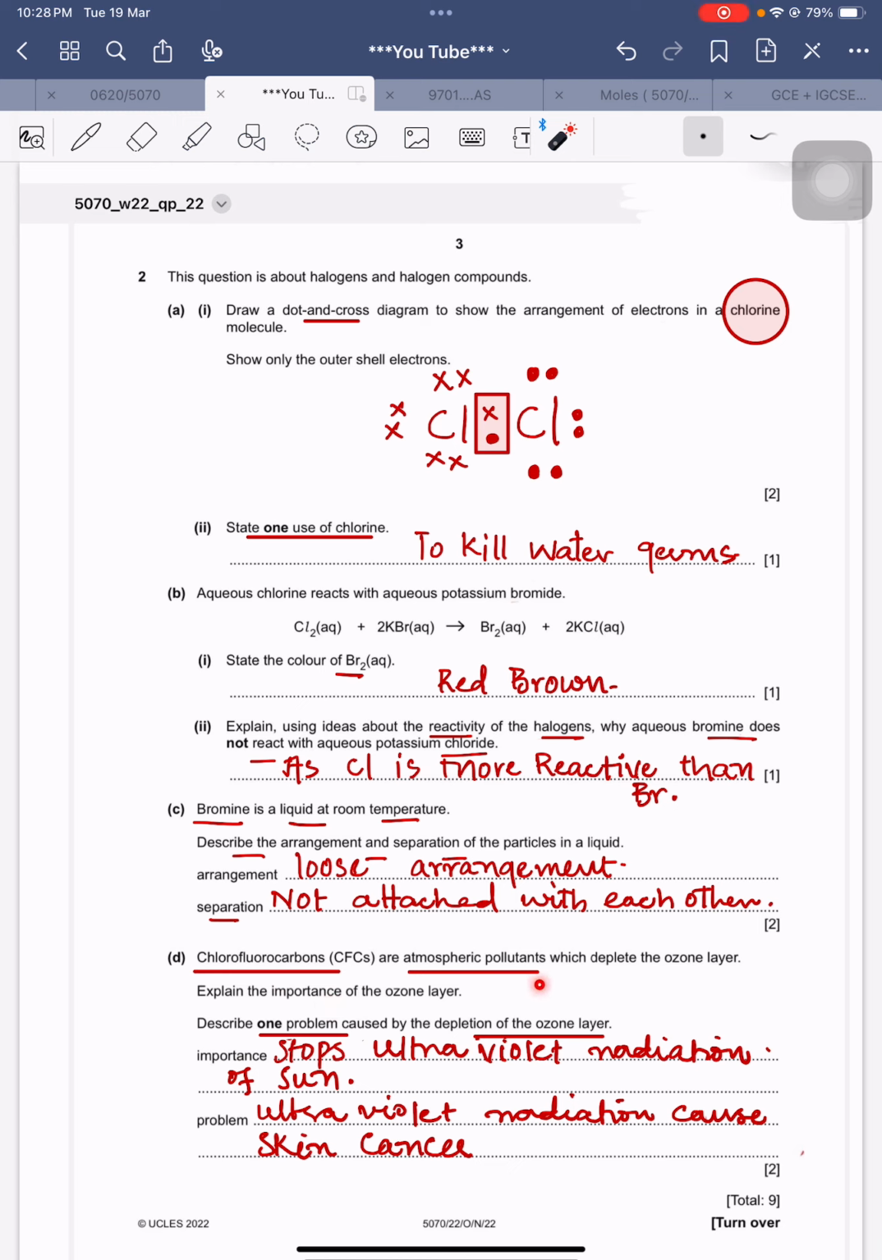Then there is another question. Chlorofluorocarbons are atmospheric pollutants which deplete the ozone layer. Explain the importance of the ozone layer. Describe one problem caused by the depletion of the ozone layer. Okay, guys, the atmosphere is basically an air cover of 15 kilometers around earth. The atmosphere is divided into 4 components. The first is the troposphere, the next is the mesosphere, the next is the stratosphere, and the last is the ionosphere.